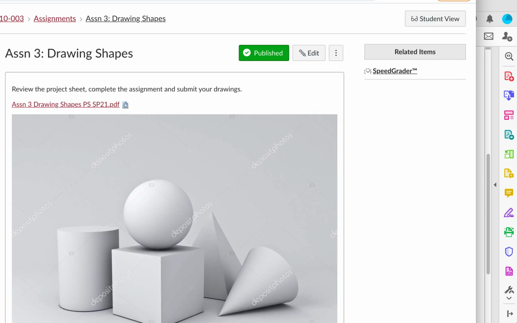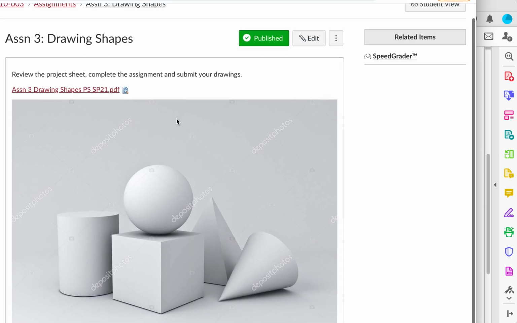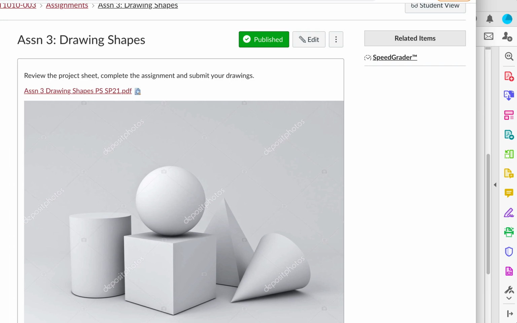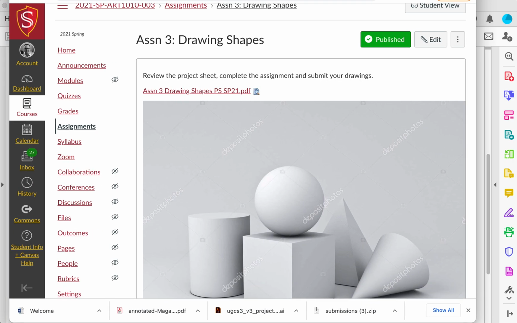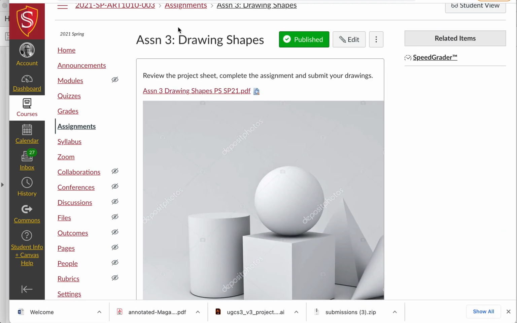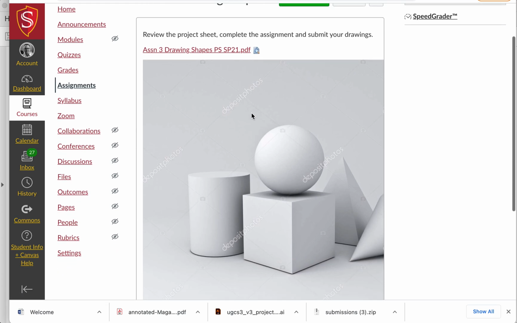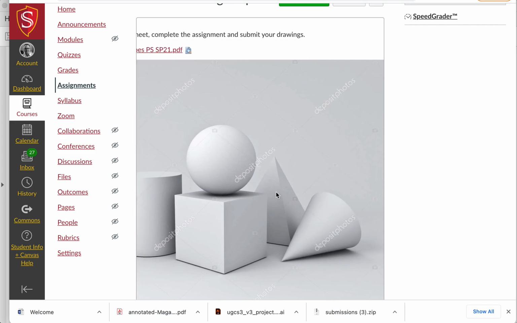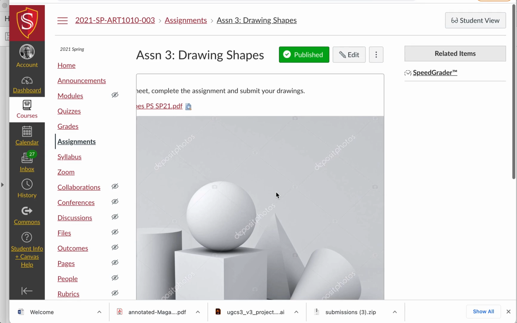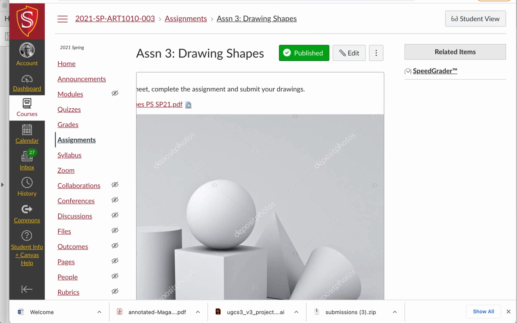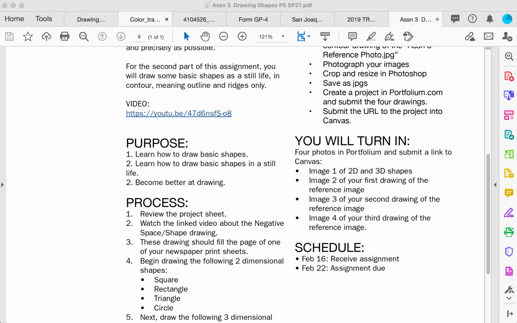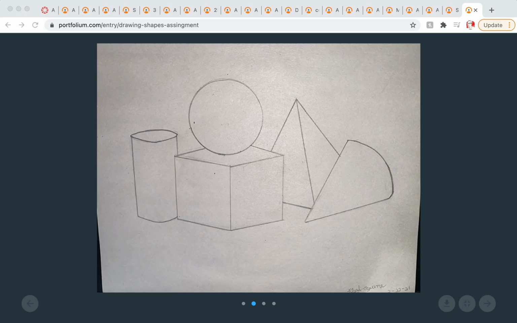Just to be clear, this is the assignment for drawing shapes. And this is the reference image here. This is what you'll be drawing, hopefully you've done that, but we'll see. Okay, let's get started.